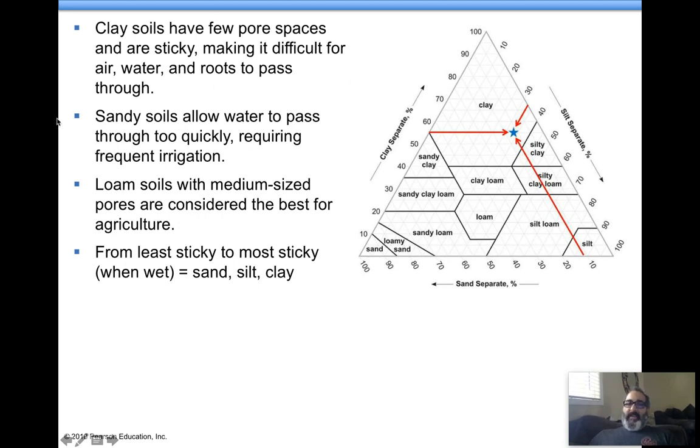Okay. Sandy soils like beach sand, not very good. Water moves through it too quickly. You got to keep irrigating. So dry, sandy soils, you got to irrigate them a lot because it moves through them so easily.